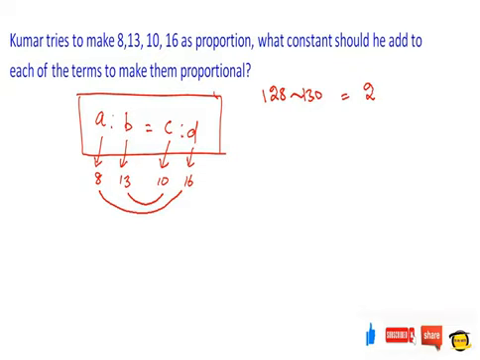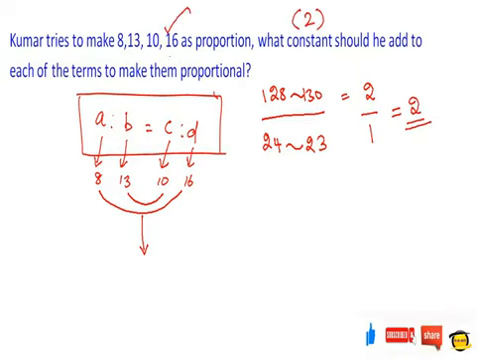Now this will act as the numerator. Now in order to find the denominator part, just find the sum of the 2 extreme terms, which is 8 plus 16, 24. Similarly, find the sum of the 2 mean terms, which is 13 plus 10, 23. Now again find the difference between the 2 sums, which is going to give us 1, and this will act as the denominator. Now from this trick we can clearly see that we are getting the answer as just 2, which means we'll have to add 2 to all the 4 parts of these terms in order to make them proportional.